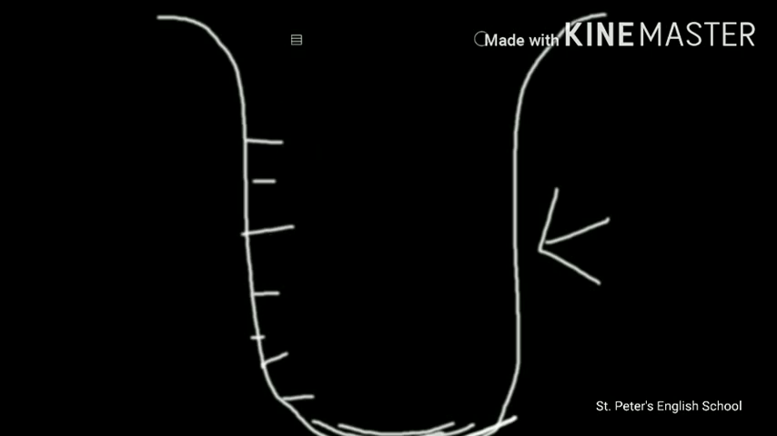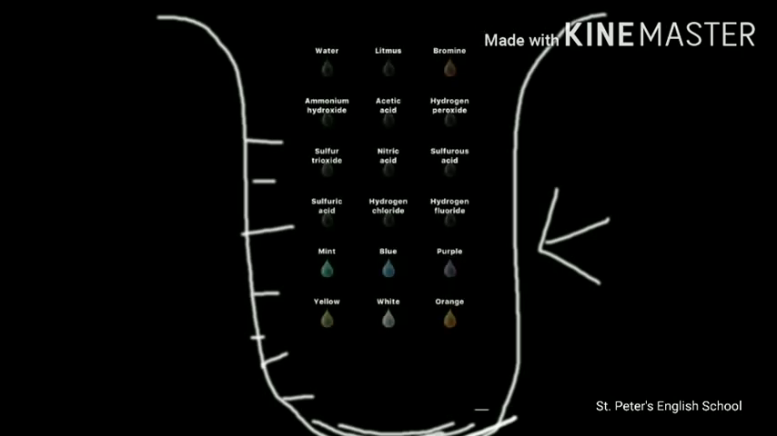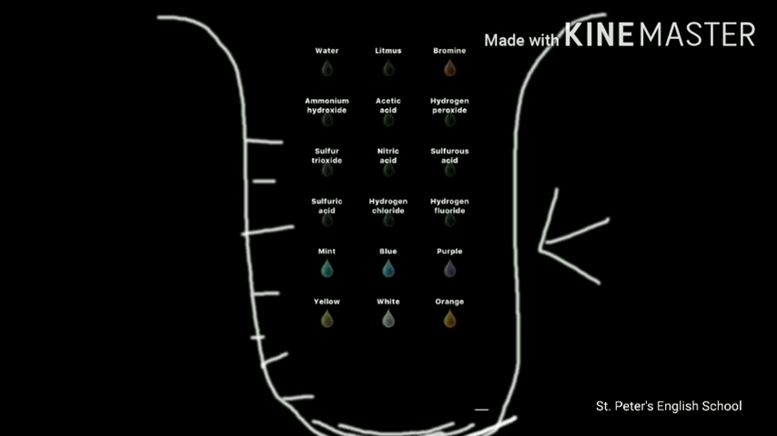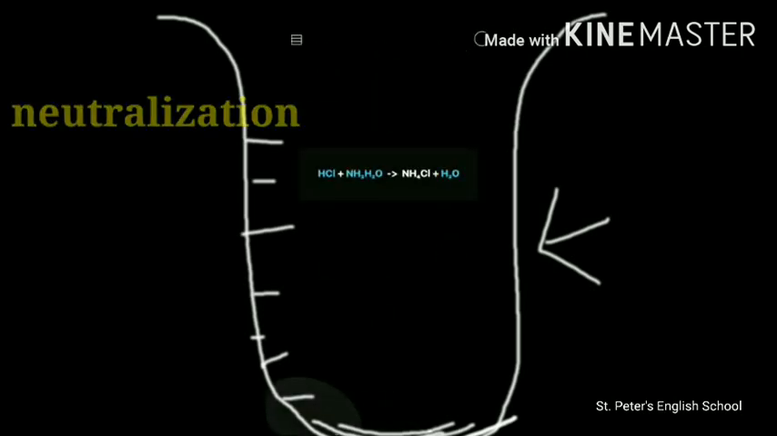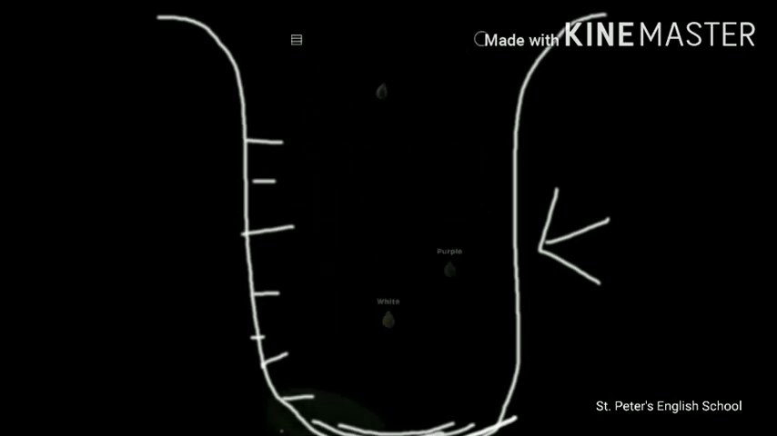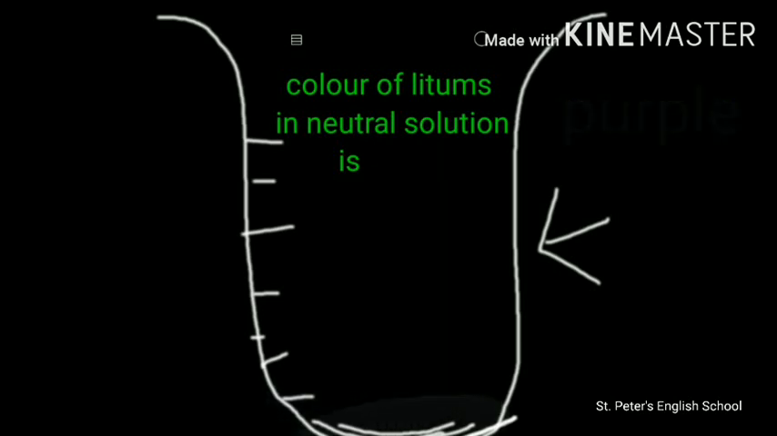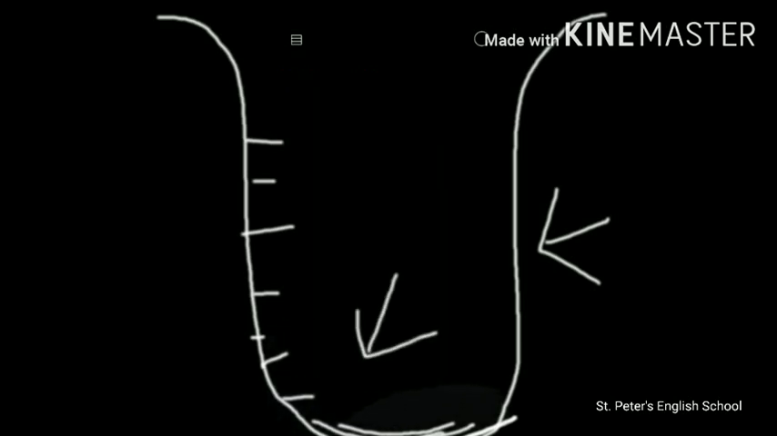Now neutralization reaction. We add a base, ammonium hydroxide, and an acid, hydrochloric acid. They react and form ammonium chloride, NH4Cl. It's a salt, and this solution is neutral. And if we add litmus to this solution, then no change. The solution of the litmus is purple. Here it is shown purple only. Okay.